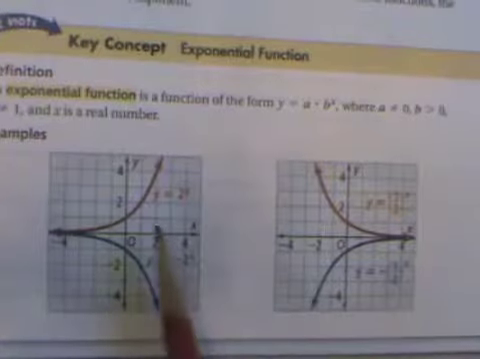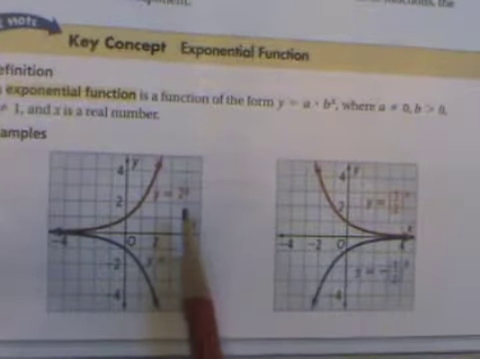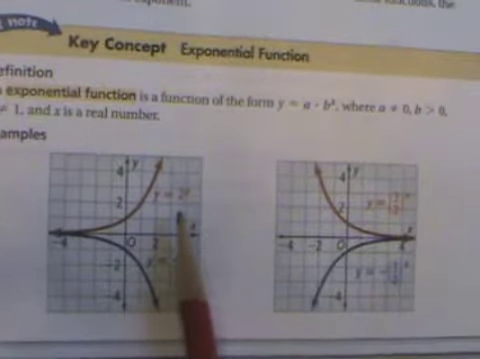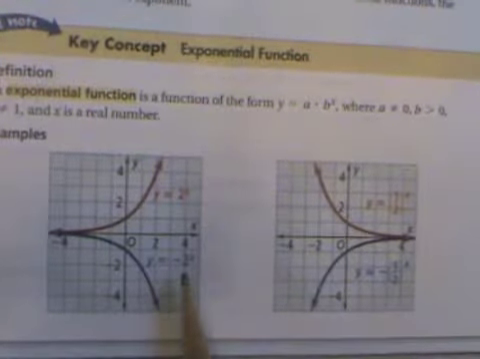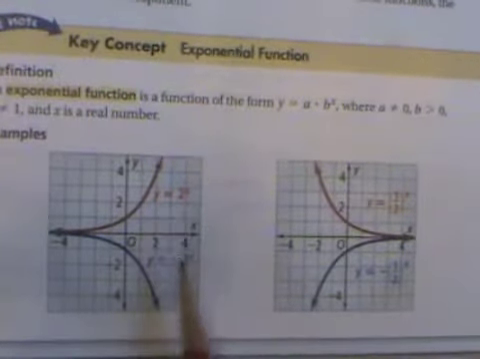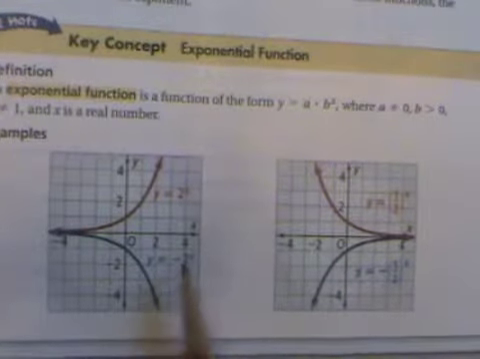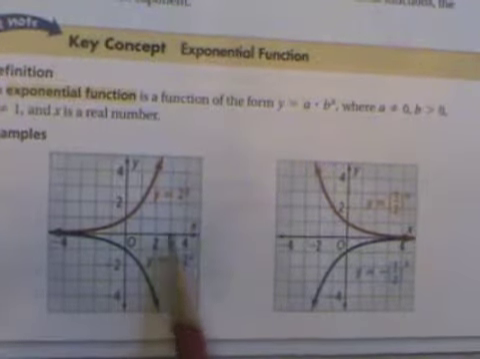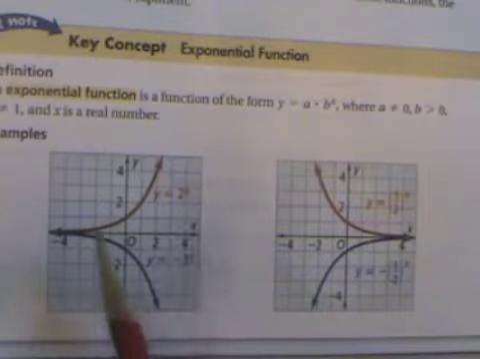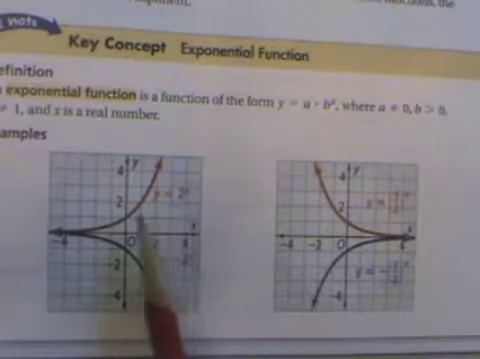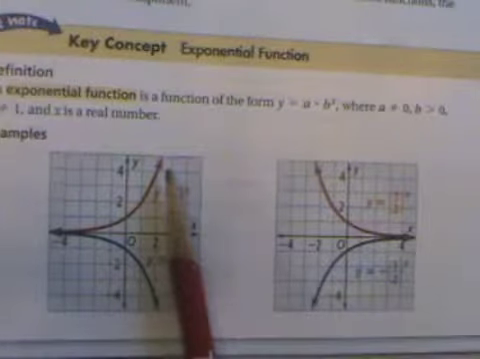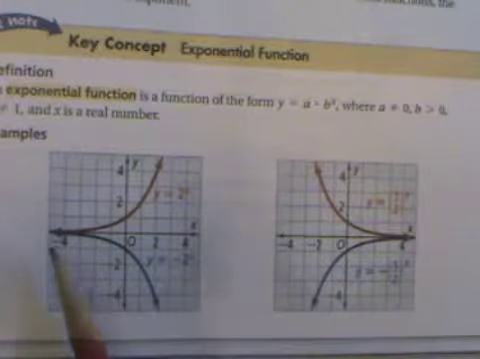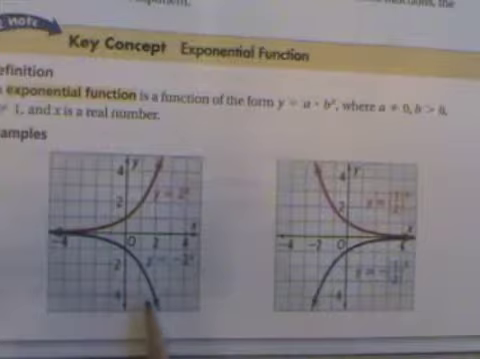This side we've got a is 1 or a is -1 down here. B is 2 in both cases. And when a is positive, our graph curves upward. When a is negative, our graph curves downward.